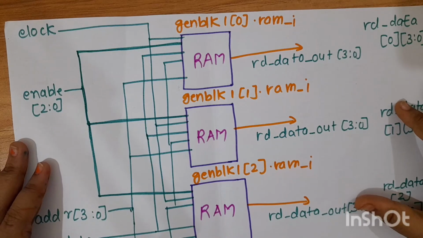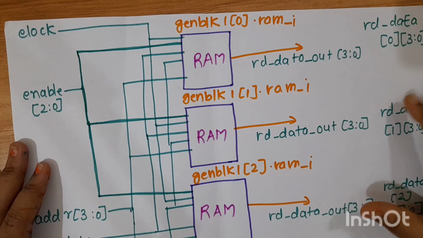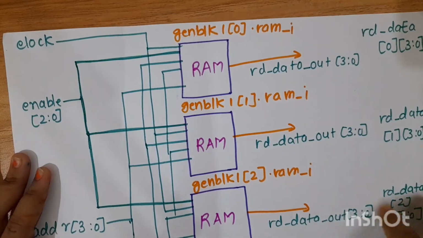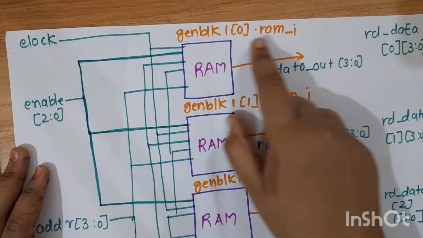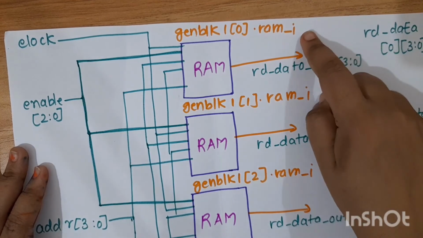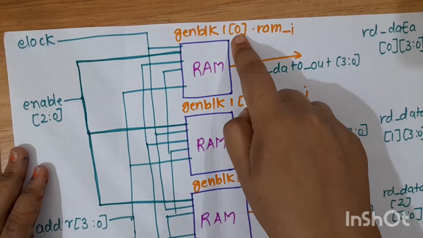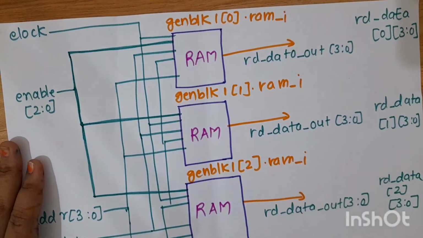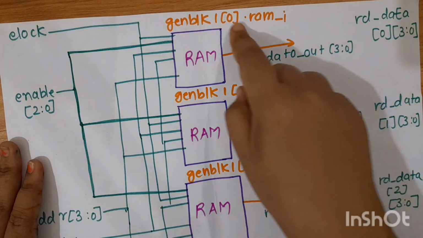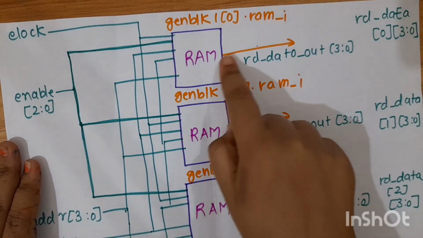The final synthesizable code having the generate for loop will look like this. Gen block 1 0 dot RAM underscore i. This is instance 0, instance 1, instance 2 of the RAM underscore i. Okay, and here these are the 3 RAMs. The connection has been made.